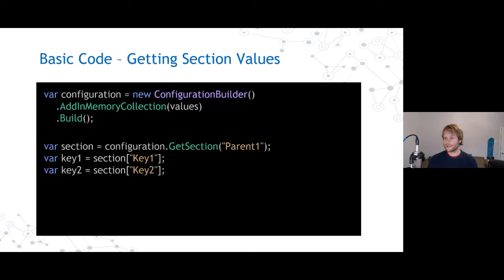Another thing we can do is get sections as well. Because it understands this hierarchical structure, we can say go get parent 1, and then inside that parent 1, we can get key 1 and key 2. That makes it quite easy to pass things around. If we've got our Twilio settings, we can just pass them into something that needs only those configuration settings.